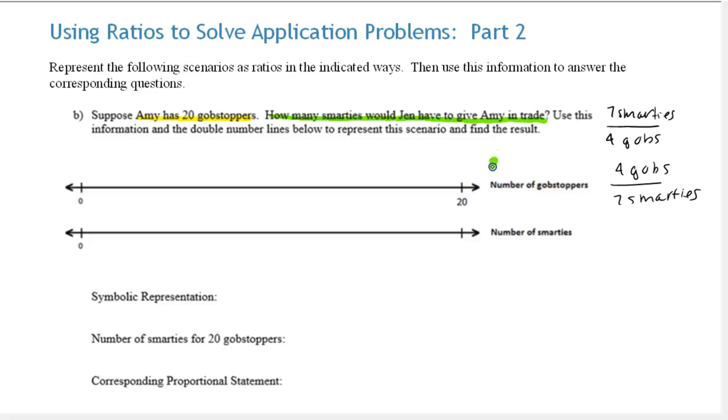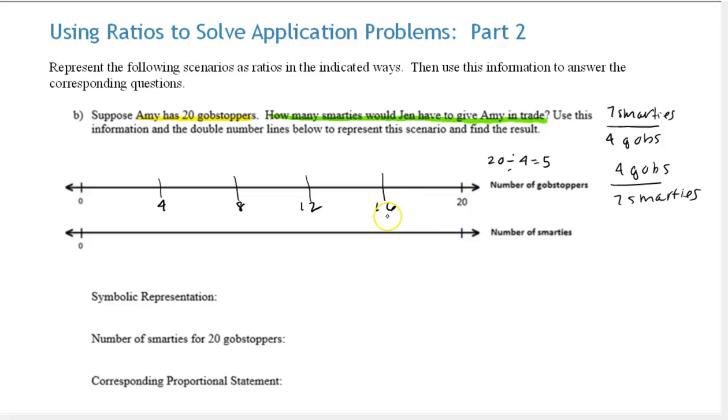So I'm going to divide 20, let's use a pen for that. I'm going to divide 20 into groups of 4, and I get 5 groups of 4. So I need to break this into 5 equal pieces, 1, 2, 3, so I make 4 tick marks, and each one of them is going to correspond to adding on 4 more Gobstoppers. So we have 4 Gobstoppers, 8, 12, 16, and 20.